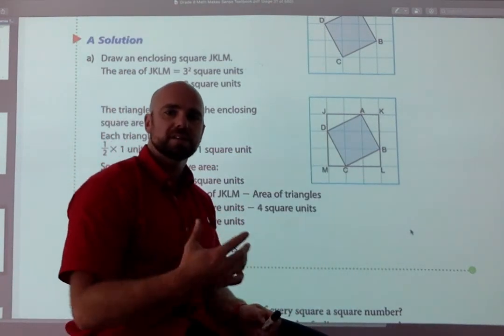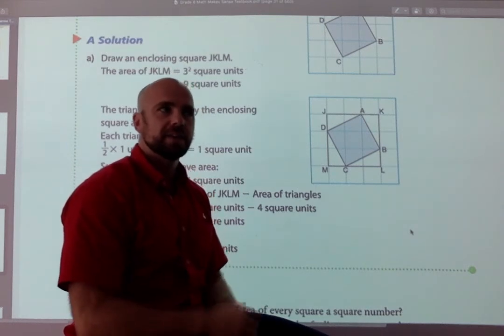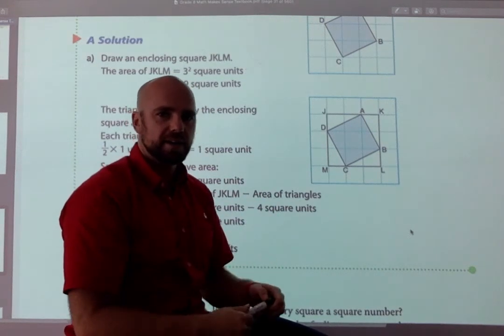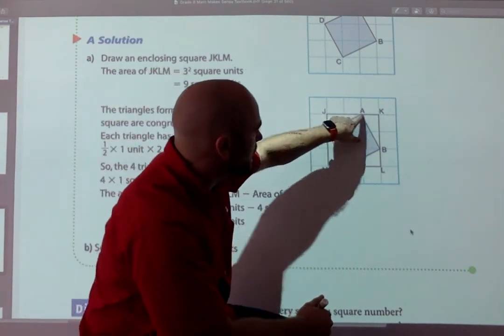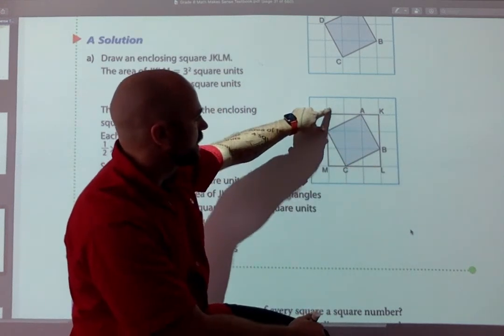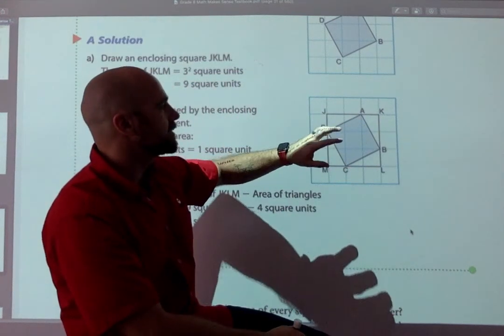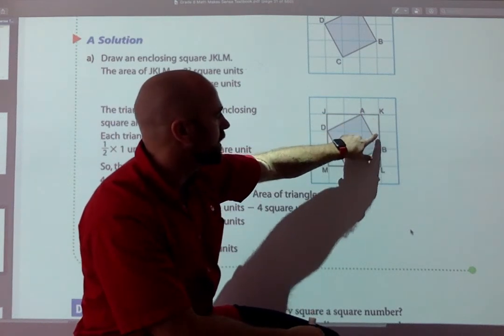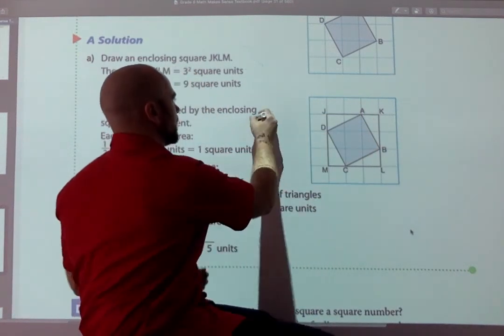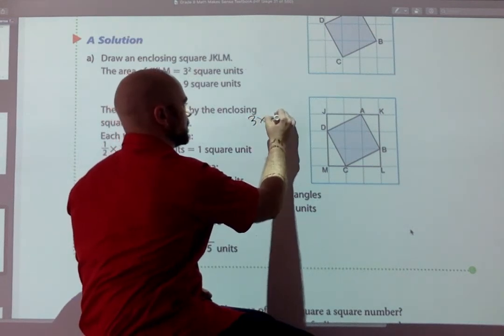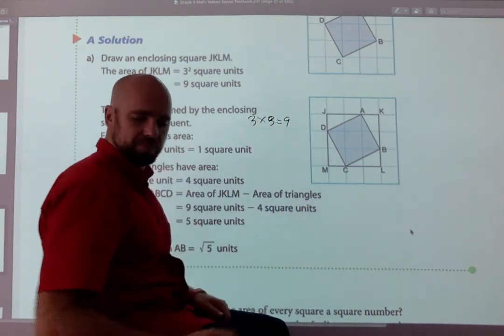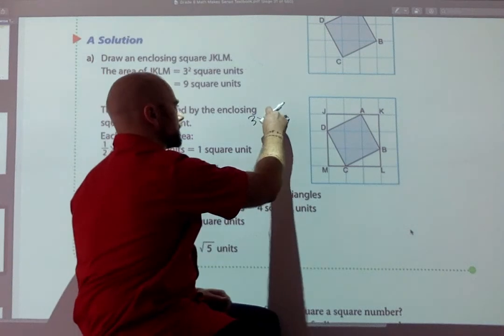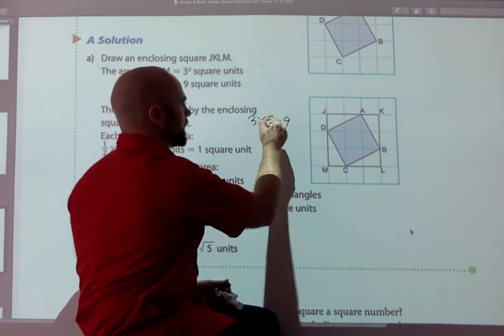Now, instead of calculating the area of everything on the inside, they're actually going to find a bigger square. Okay? They're finding a bigger square. They can calculate the area of this. So we have 3 units by 3 units. So we have 3 times 3 equals 9. Don't confuse you guys. 3 times 3 equals 9.